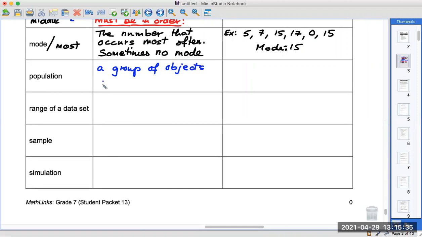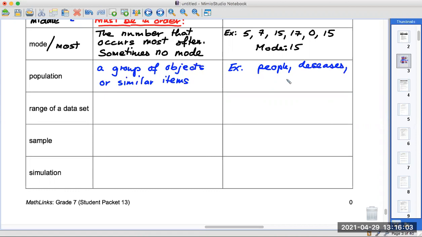Or similar items. I don't have an example. Well, let's just come up with people, diseases, anything you can think of that it can be different objects or similar items.